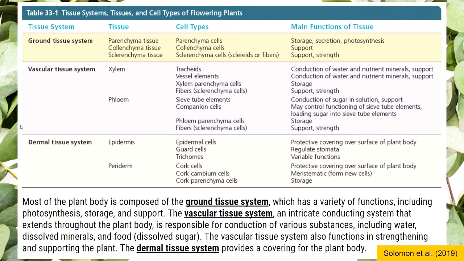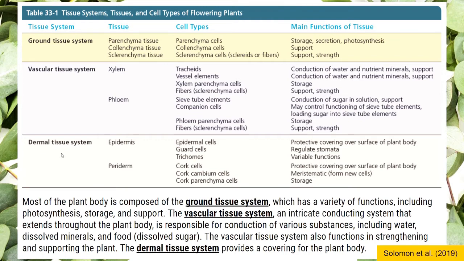The vascular tissue system, so that's mostly xylem and phloem. They are responsible for the conduction of water and minerals and support, for storage, for conduction of sugar in solution. Those are the products of photosynthesis, storage of those sugars, and then support and strength. Okay. So again, the vascular tissue system is responsible for the conduction of various substances, and they also function in strengthening and supporting the plant.